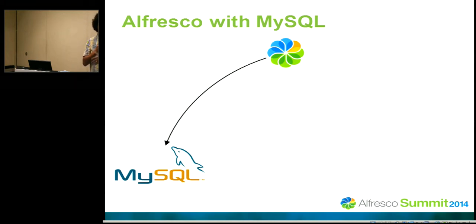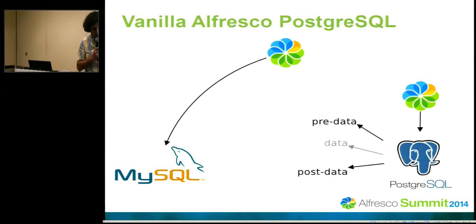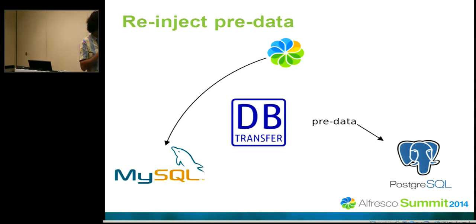And to do that, instead of porting things from scratch, you let Alfresco do that. So you install your Alfresco vanilla instance with a PostgreSQL, and then after it bootstraps, you stop it, and then you take the schema, but in two parts. This is the important part. You first need to get the pre-data and then the post-data. The dump for the data you're not going to use, because the data is going to be imported from your running MySQL database, using this open source tool, which is called DB transfer.